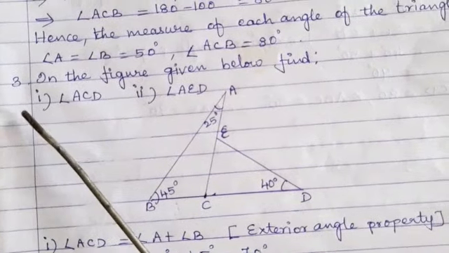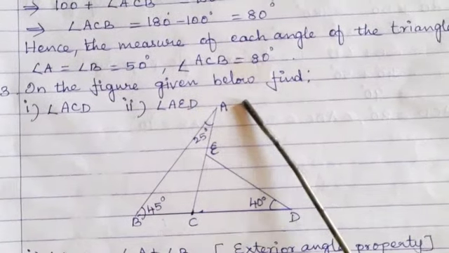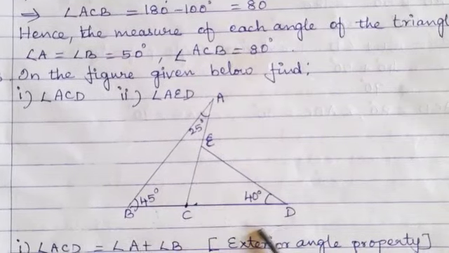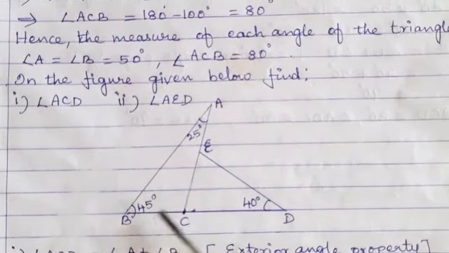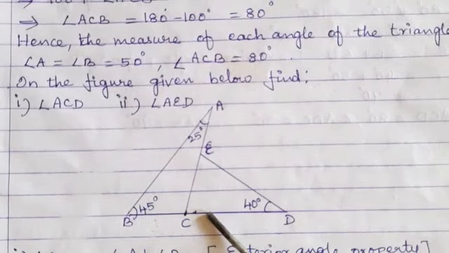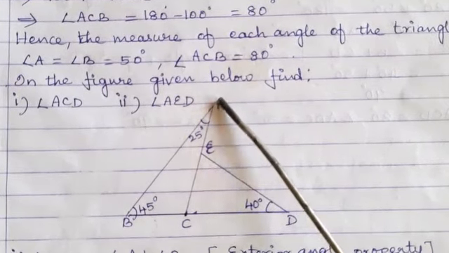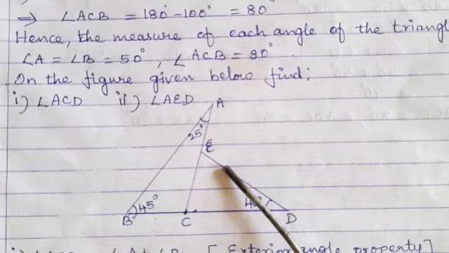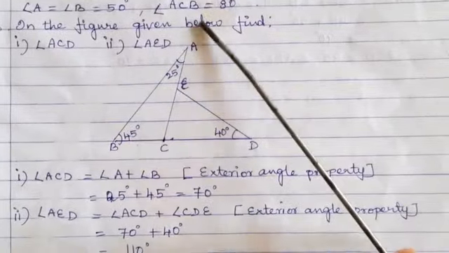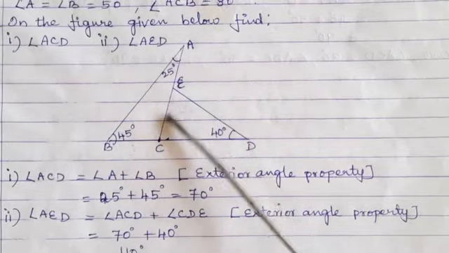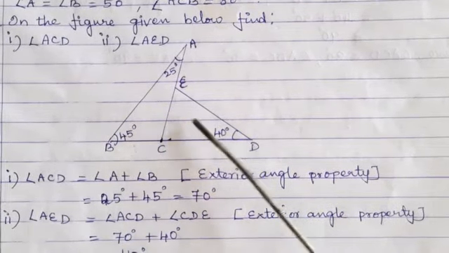Question number 3. In the figure given below, find this angle ACD and this angle AED. See the figure first. One triangle is there, that is ABC. The other triangle is ECD. There are two triangles joined together.